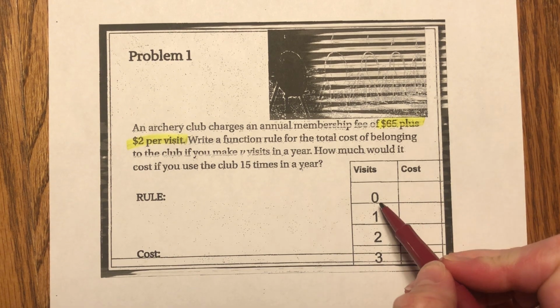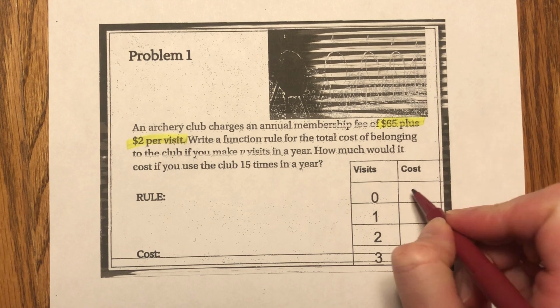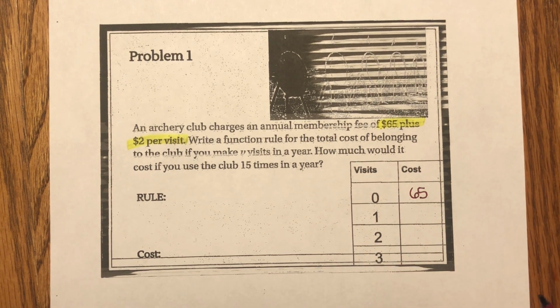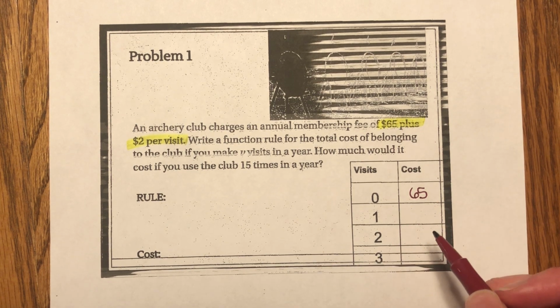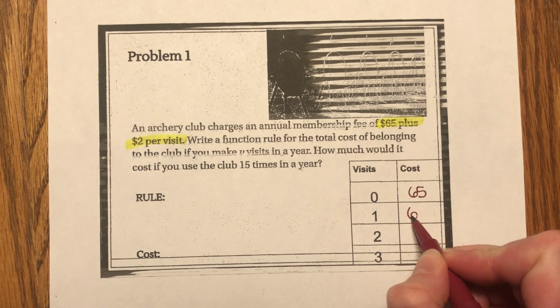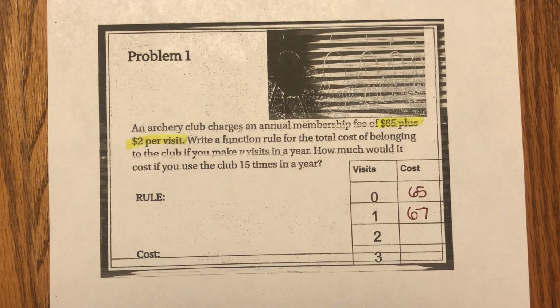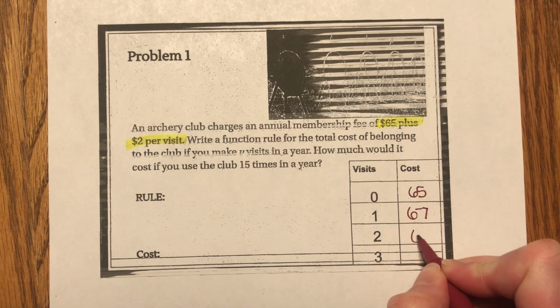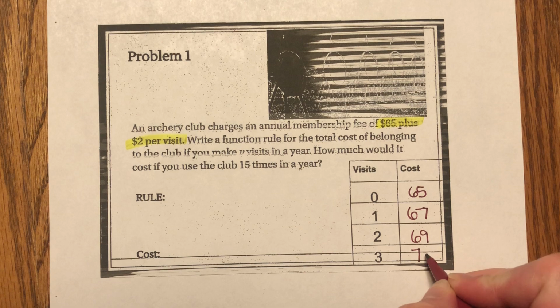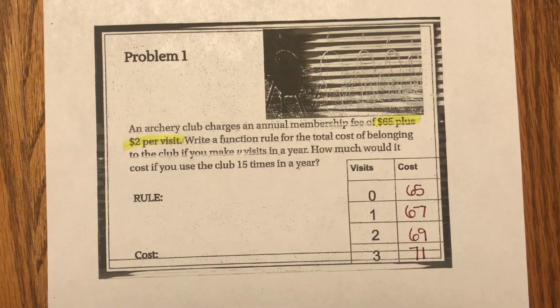So if I don't go at all, I still have to pay $65 because that was the cost of the membership fee. If I go one time, it's that $65 plus the $2 on my visit, which makes me pay a total cost of $67. If I were to go 2 times total, that would be $69 because I would add another $2 per visit. And then 3 times would be a total of $71, and that pattern continues.